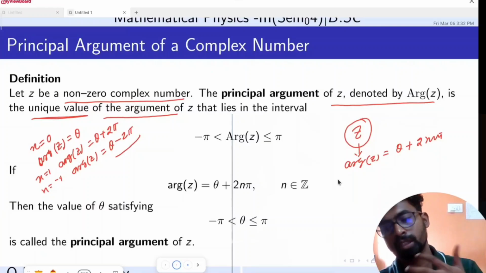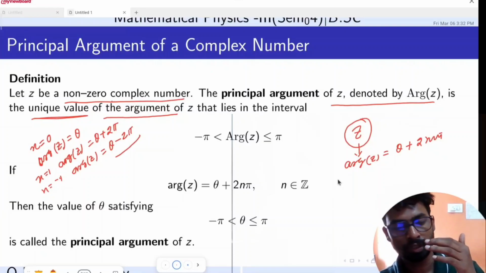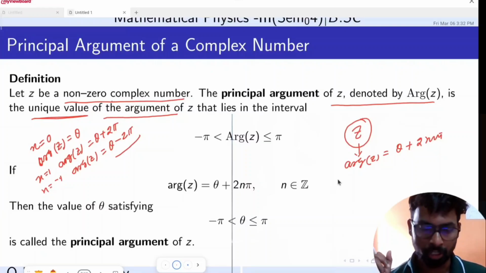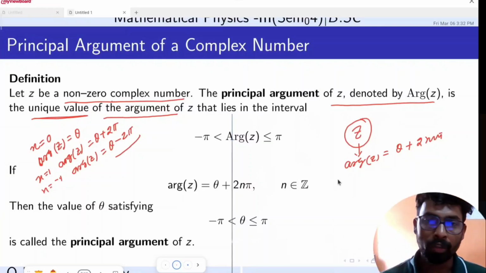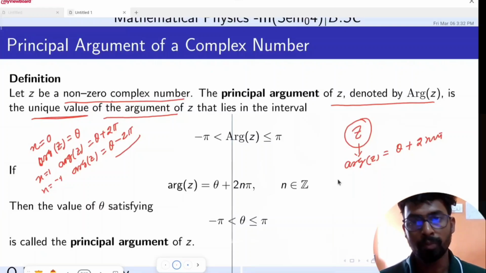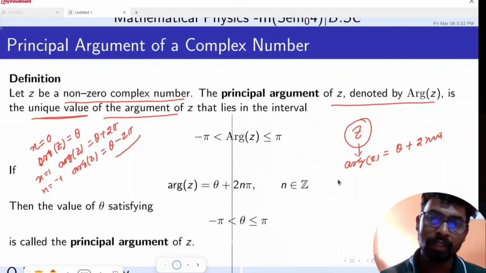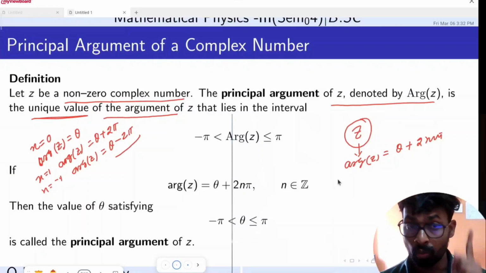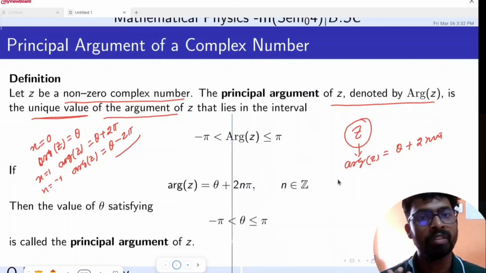Many arguments means that for this complex number, based on different x value and y value, you get different arguments actually. Some complex numbers are located in the first quadrant, some complex numbers will be located in the second quadrant, third quadrant, and so forth. So basically based on this x and y value, we get different theta values. All these different theta values are called the arguments here. But the one unique value of the argument is called basically the principal argument.